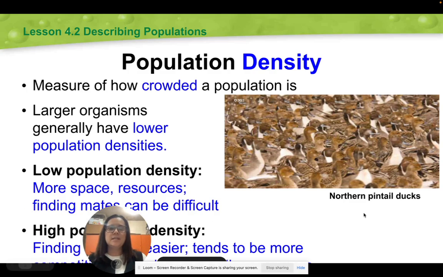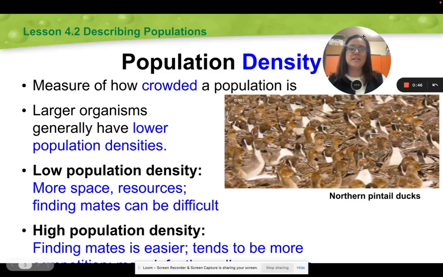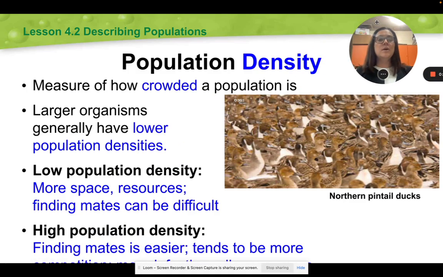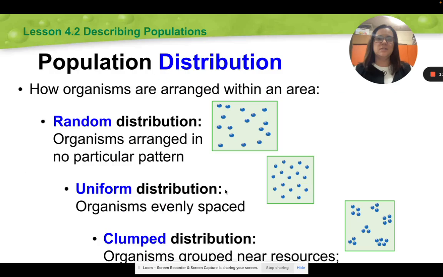The other thing that we want to look at is population density. And I think you know what density means, right? So population density is just how many living things there are in a given area and how crowded that is. So how dense they are. There are pros and cons to both, right? Low population densities are going to give more space to those living things. You're going to have more resources available, but finding mates or the protection that comes with a herd are lacking. And with higher population densities, we get obviously the protection, easier to find mates, but there's usually more competition over resources and things like that.